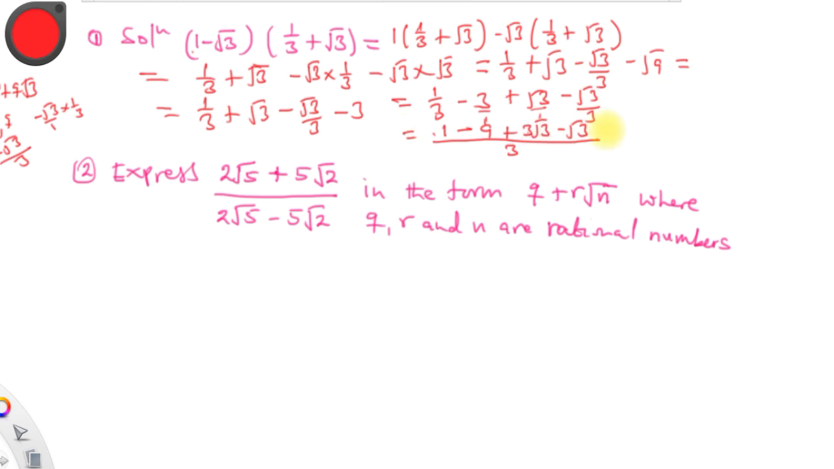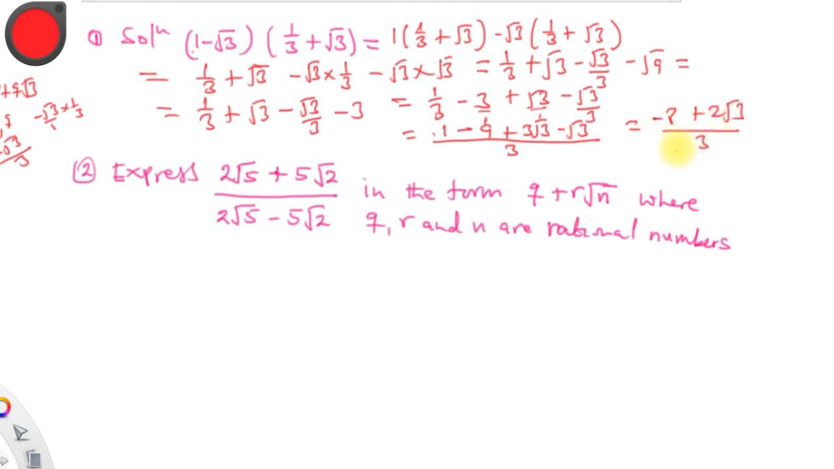Okay. Fine. So this is equal to, so the numbers are together, and then the irrational numbers or sets are also together. So what is 1 minus 9? 1 minus 9 is negative 8 for the numerator. And then we have 3 root 3 minus root 3. This is the same as 3s minus s, which is 2s. So we get plus 2 root 3 all over 3. This is what we get.